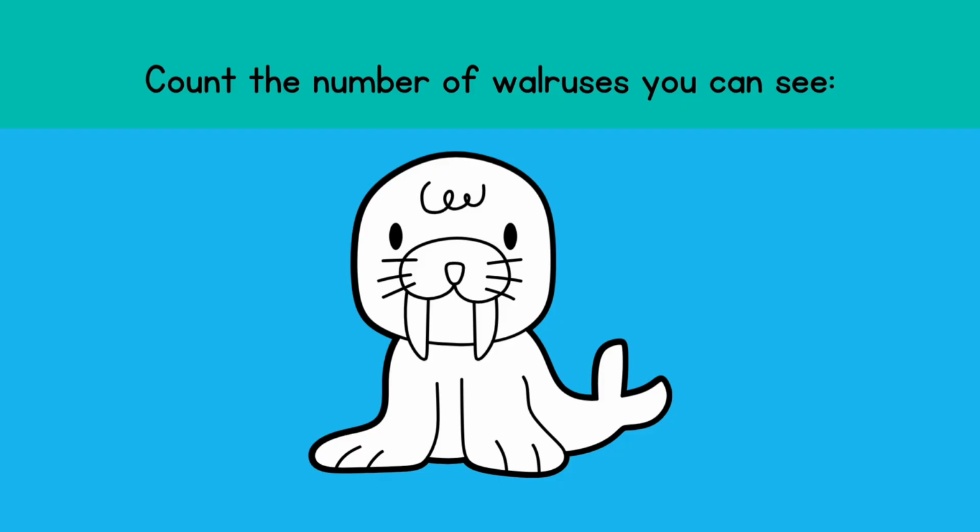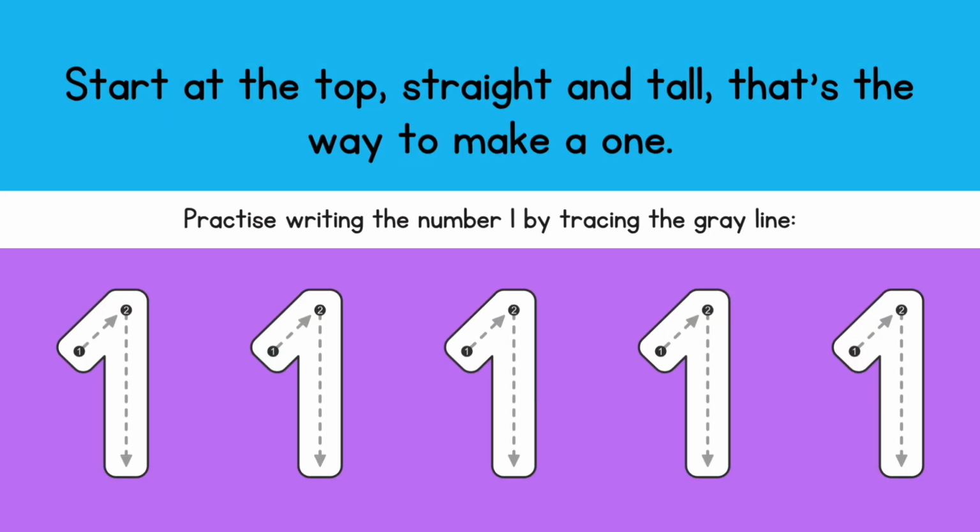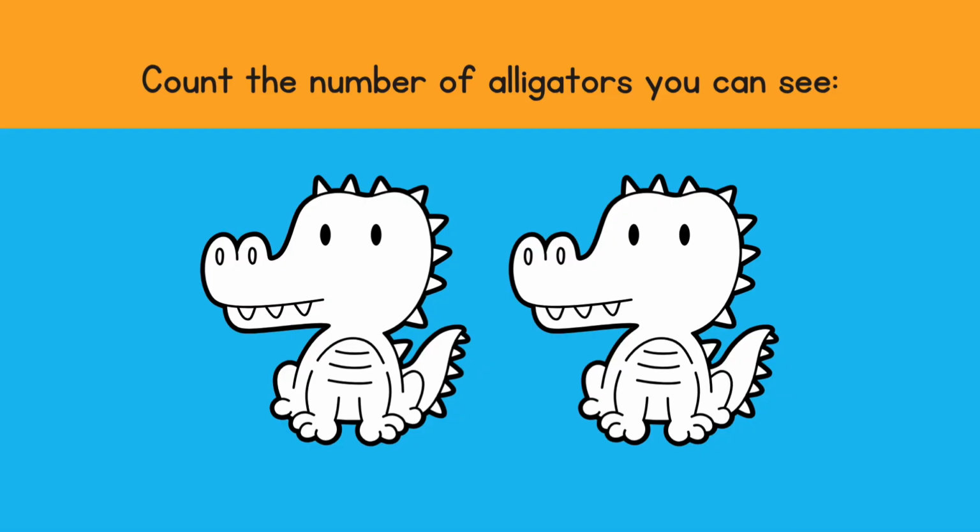Count the number of bulrushes you can see. 1. Starting at the top, straight and tall. That's the way to make a 1. Practice writing the number by tracing the grey line on your notebook.